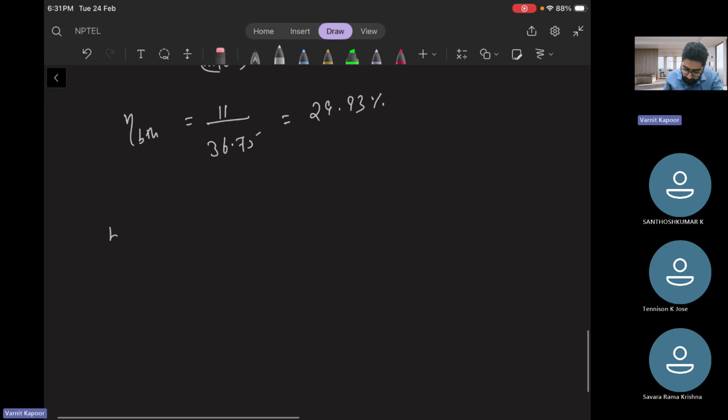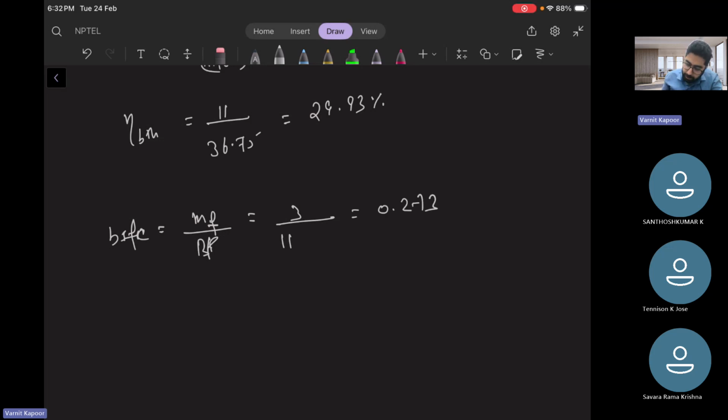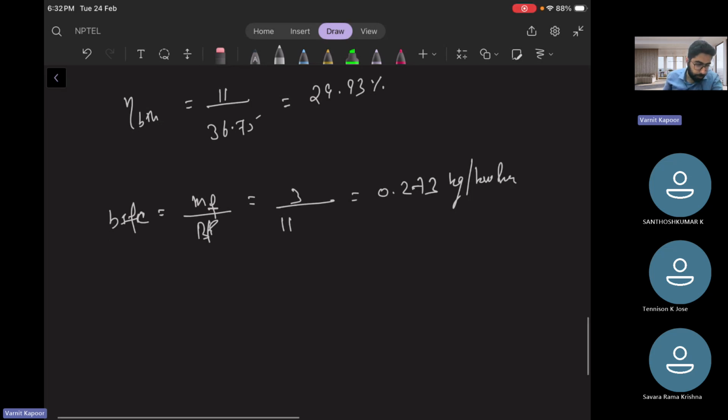Also, what is BSFC, brake specific fuel consumption? If I want to calculate, that will be mass flow rate to that of brake power, in case the examiner asks. The mass flow rate is given as 3 kg per hour. Let us keep it in kg per hour only, and the brake power is 11. So this gives you 0.273 kg per kilowatt hour.